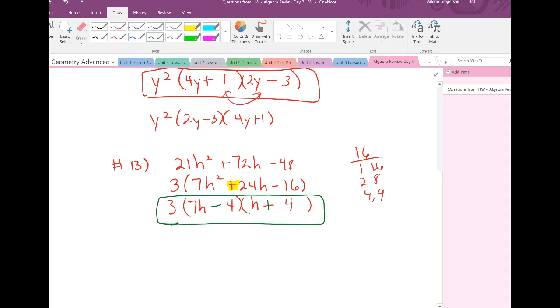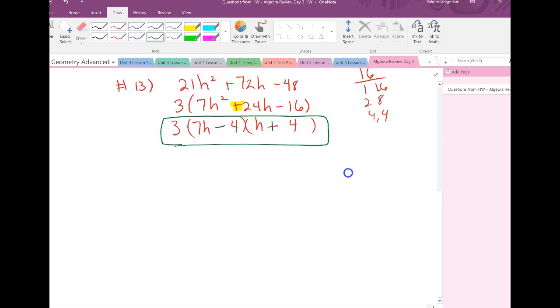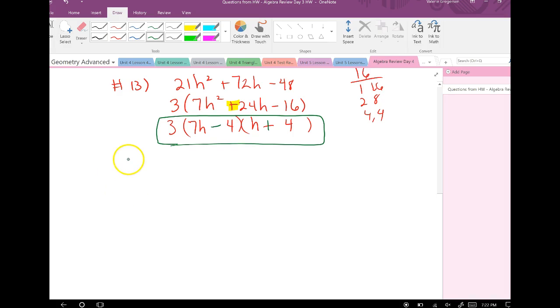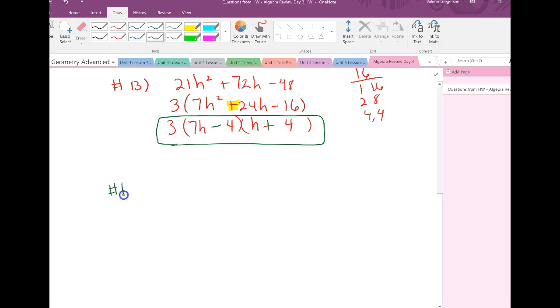All right. Now, there's other ones that you can do, like, let's look at 15. But the one that I want to do next is I want to do the factoring by grouping problem, because that seems to be always a hard problem for people every year. So let's look at number 11.